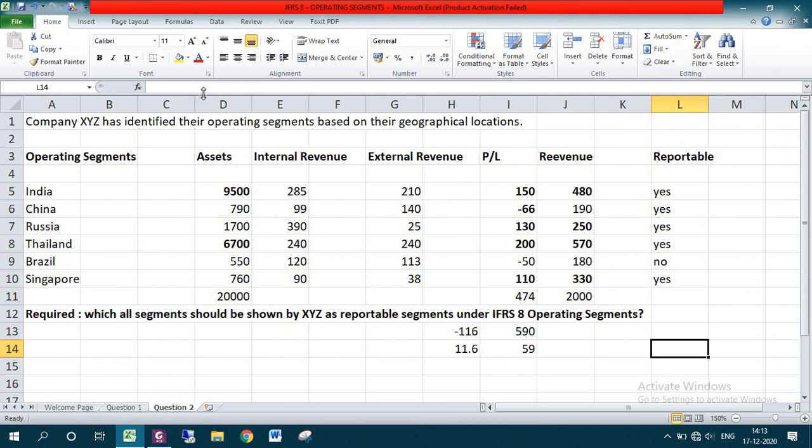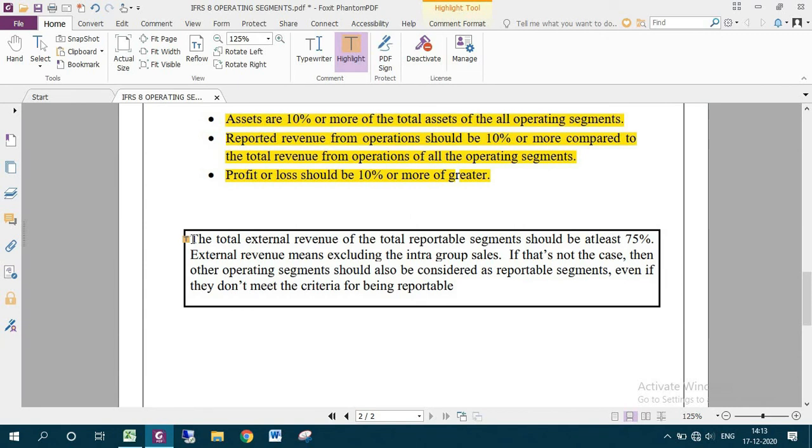The process is not over yet. There is one more rule we need to check. The total external revenue of the reportable segments should be 75% or more of the total external revenue. Remember, this is the rule that we studied. The total external revenue of the total reportable segments should be at least 75%. External revenue means excluding the intragroup sales. If that's not the case, then other operating segments should also be considered as reportable segments, even if they don't meet the criteria for being reportable.